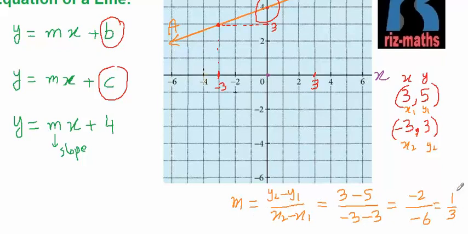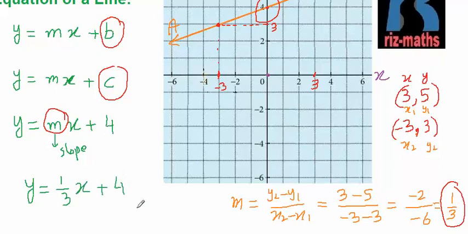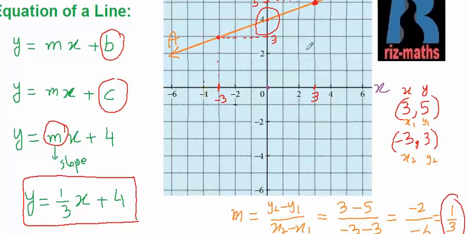This value we just substitute in place of m. Therefore the final equation becomes y = (1/3)x + 4, where we write the 4 as it is. So this is the equation of this line, which is shown here in the graph, this one.